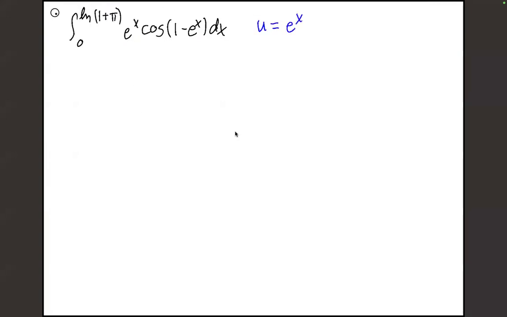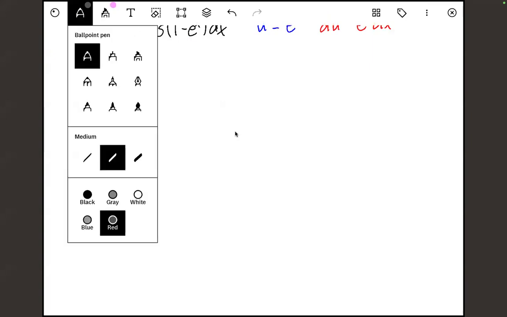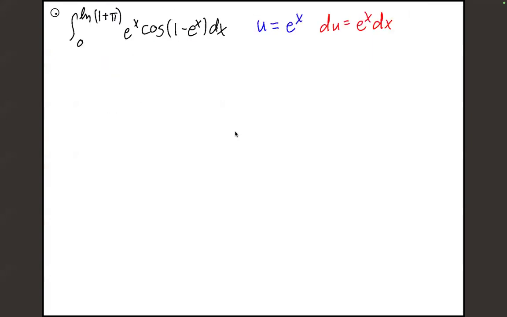And then we know that du equals e to the x dx. Okay, so we can rewrite this integral, but we also need to change these bounds, right? So first we have u of ln of 1 plus pi is going to equal e to the ln of 1 plus pi. And again, e and ln are opposites of each other, so this just becomes 1 plus pi as our upper bound. And u of 0 is going to be e to the 0, which just equals 1.